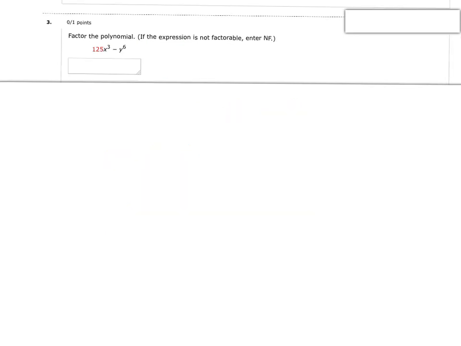All right, next up here, these are perfect cubes. So we're going to do our one small parenthesis and one big parenthesis. The small parenthesis for me will be 5x. And then this one will be y squared, because that's the cube root of y to the 6th. And so I'll let you guys fill out the rest of it there.